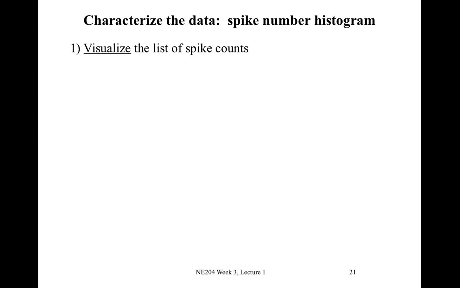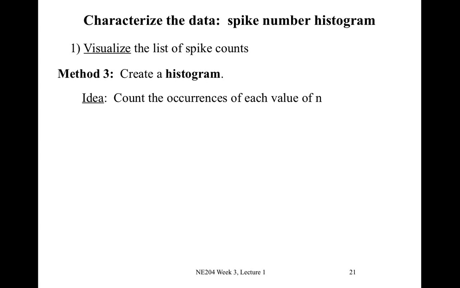Okay, we've visualized our list of spike count data in two ways so far. We've printed out the number of spikes we observe in each trial and looked at that list of numbers. We've also plotted this list of numbers as a function of trials. So we've visualized the list of spike counts in two ways. As a third way to visualize a list of spike counts, we can create a histogram.